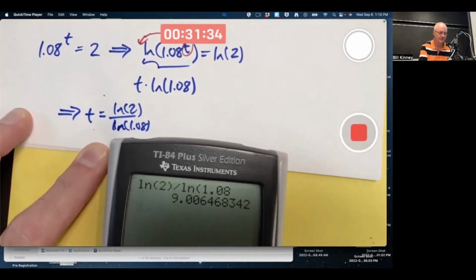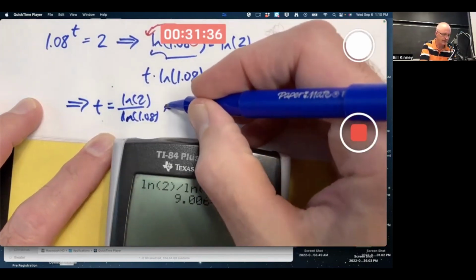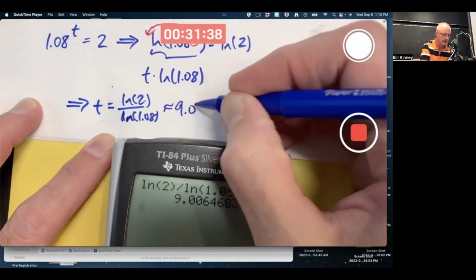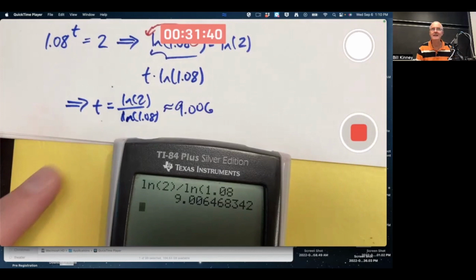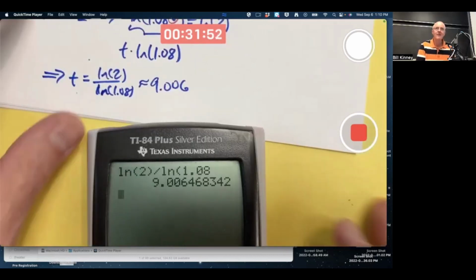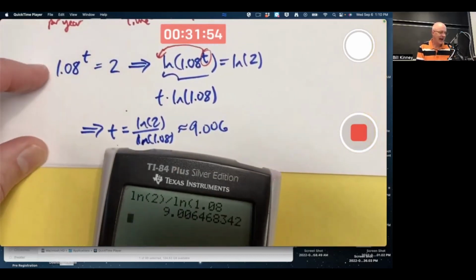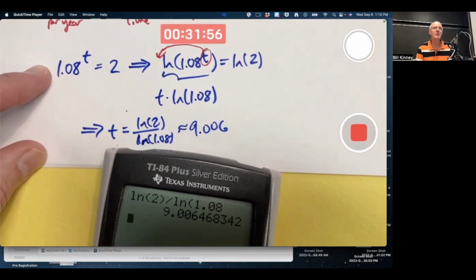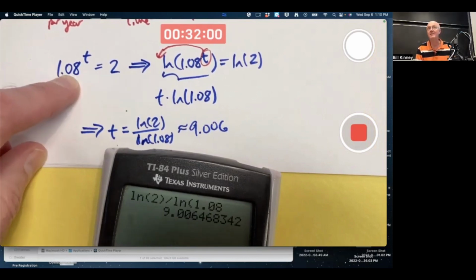9.006. That rule of 72 is pretty close. 72 divided by 8 is 9. The true answer is close to 9.006, very close to 9. If I had had some other coefficient in front of the 1.08, like a 5 times 1.08, I'd want to divide by 5 before I take the log.